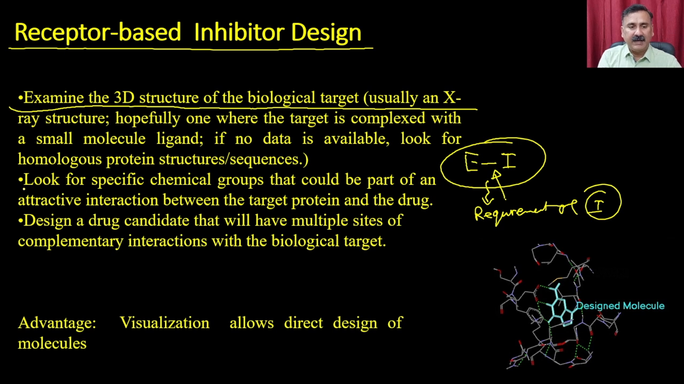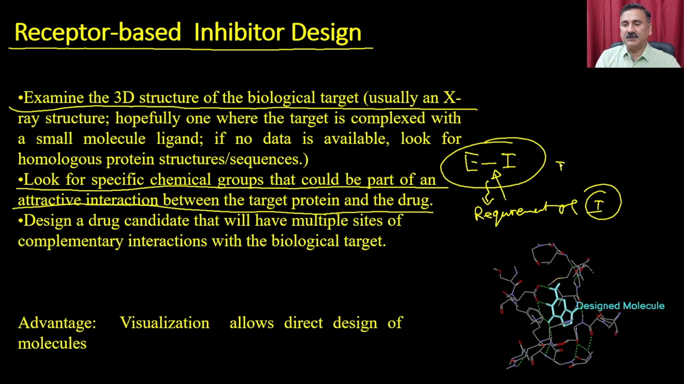Looking for the specific chemical groups that could be part of an attractive interaction between the target protein and the inhibitor, you can keep those interactions intact. So taking the interactions into account, you keep the interactions intact, but you change the molecules. For example, you have an active site like this, so you can have the inhibitor, and you imagine that you have a group here, a group here, and a group here.